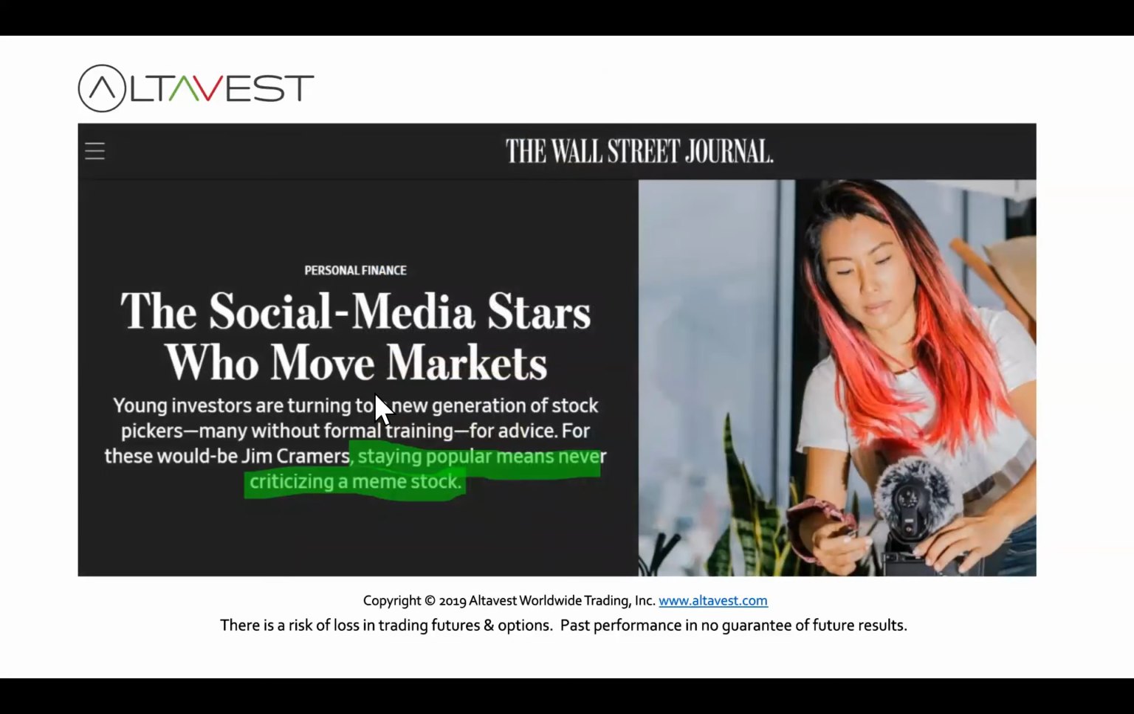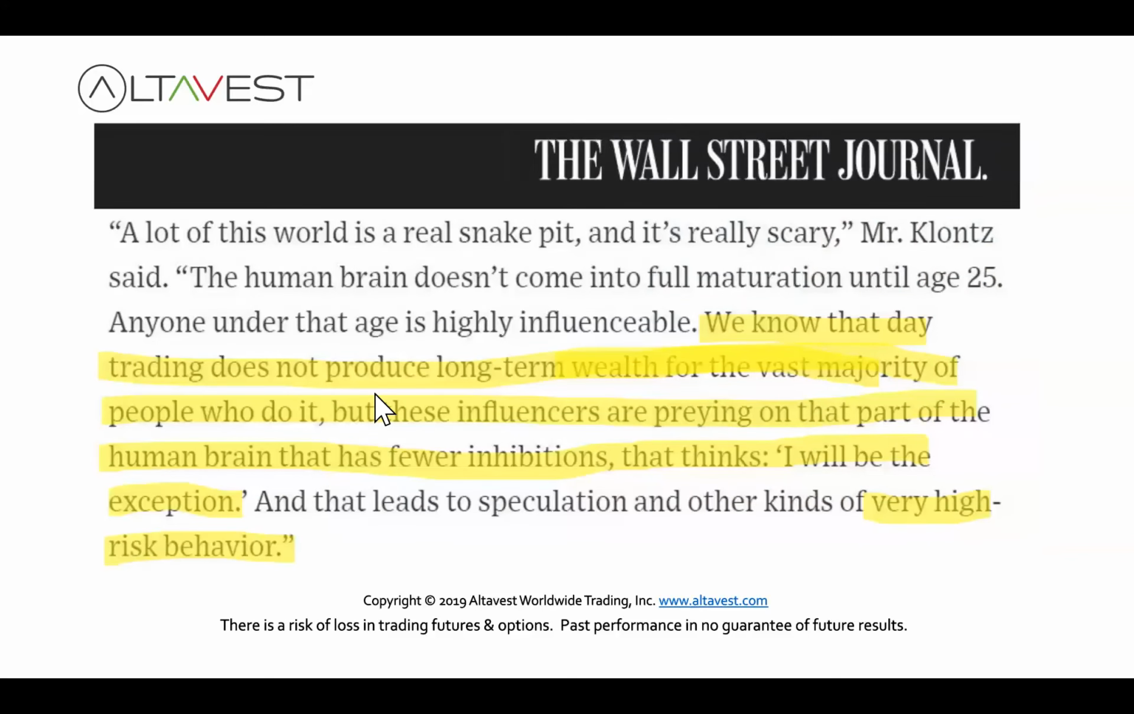How about this? Wall Street Journal talks about social media stars moving the markets. But to stay popular, they have to basically always be bullish, never critical. It says, we know that day trading does not produce long-term wealth for the vast majority. These influencers are preying on the part of the brain that has few inhibitions, and they think I will be the exception. That leads to high risk behavior.